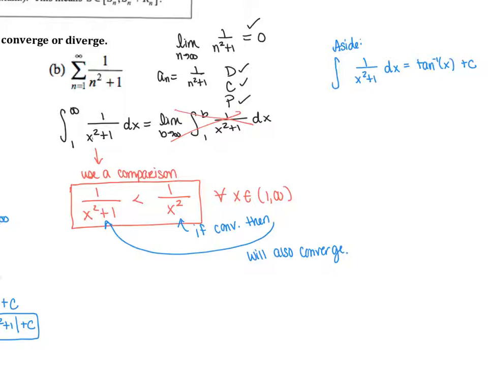And remember our comparison tests? We like to use those whenever a p integral is involved. So what I need to do now is evaluate the integral from 1 to infinity of 1 over x squared dx and see what that does. Well, this I recognize is a p integral. So this right here will converge by p integral.